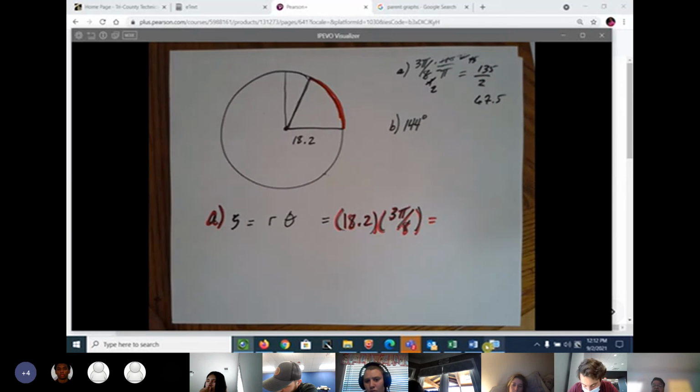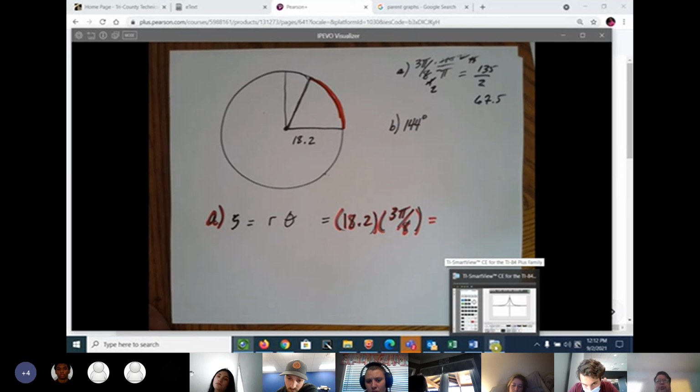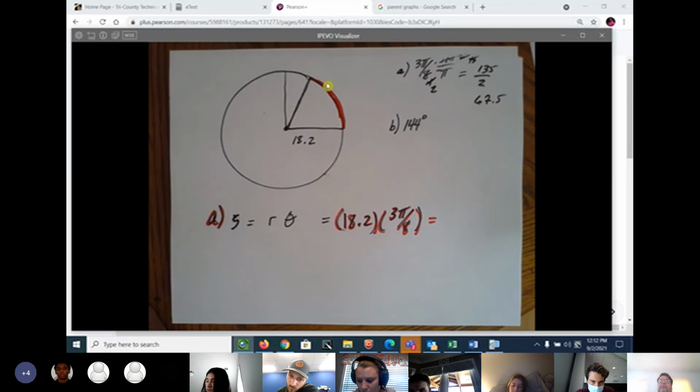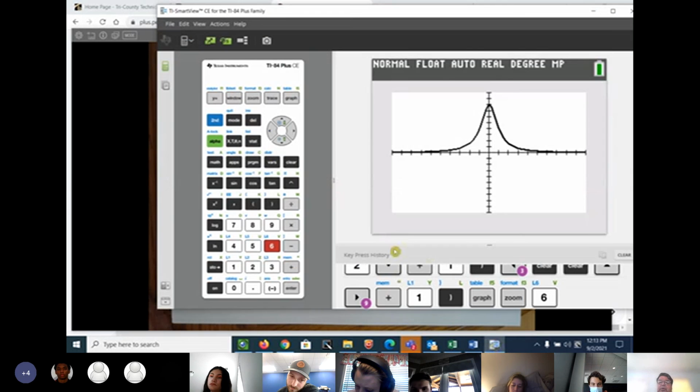Are you going to use your calculator? Yeah. When you're doing arc length, nobody's going to walk up to you at a building construction site and say, you know, I need a length of 3 pi over 8. Nobody's going to ask you that. They're going to say, what is the length of this curve? And you've got to give it to them in decimals. So take your handy dandy calculator.